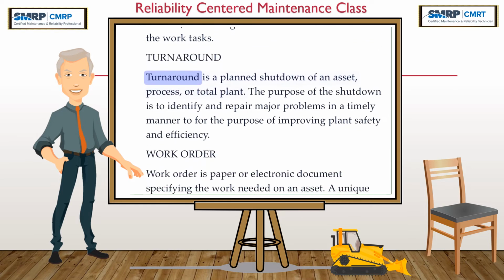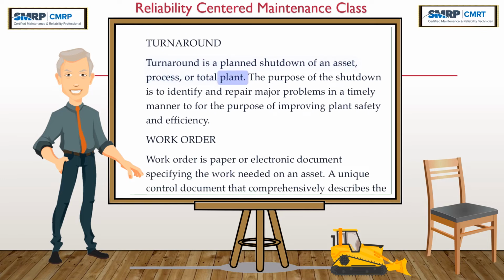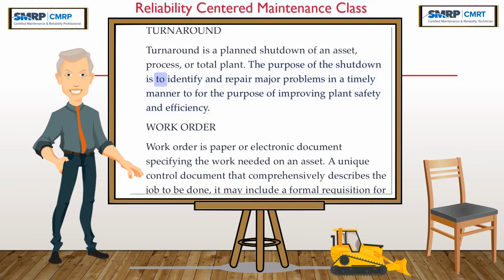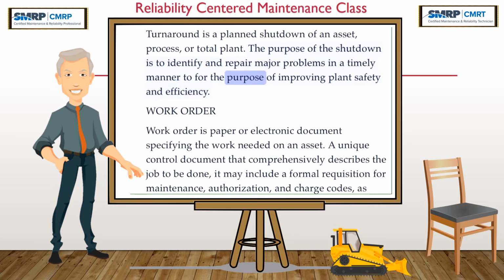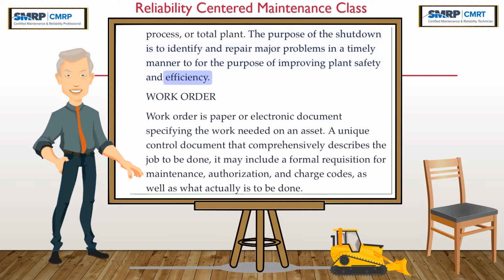Turnaround. Turnaround is a planned shutdown of an asset, process, or total plant. The purpose of the shutdown is to identify and repair major problems in a timely manner for the purpose of improving plant safety and efficiency.